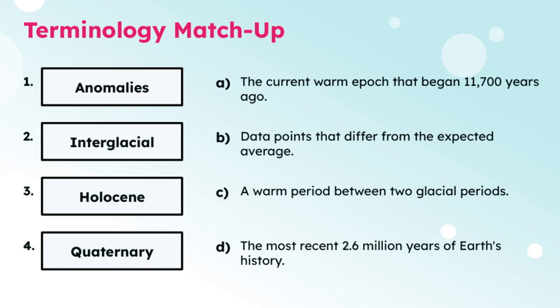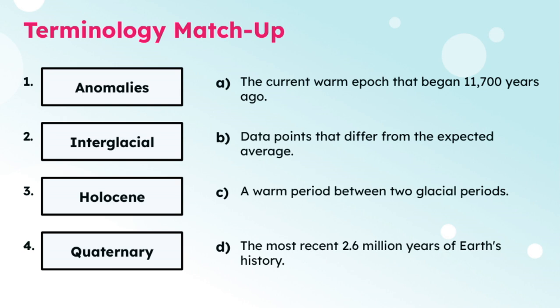B. Data points that differ from the expected average. C. A warm period between two glacial periods. D. The most recent 2.6 million years of Earth's history. Take a moment to match them. Think carefully about the difference between Holocene and Quaternary.